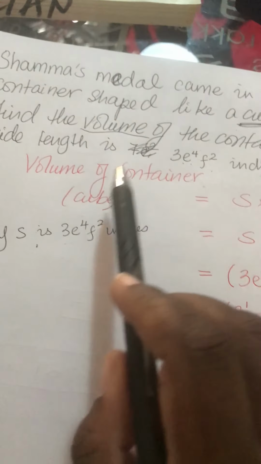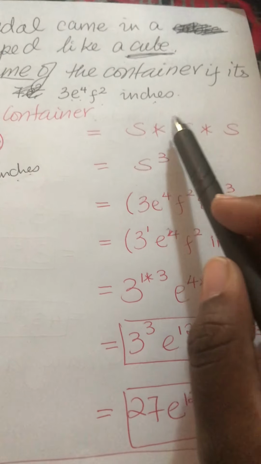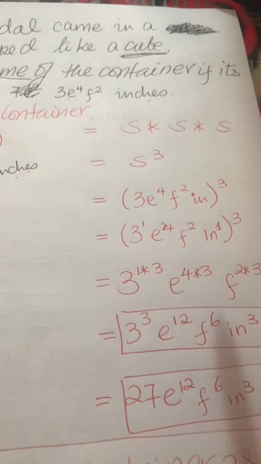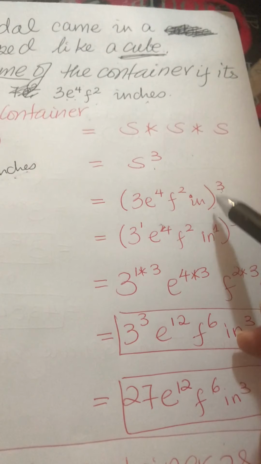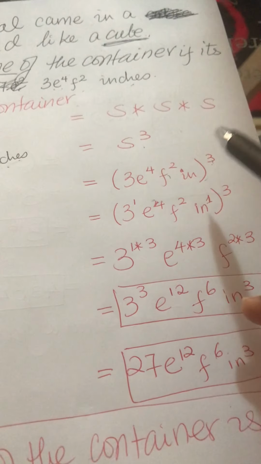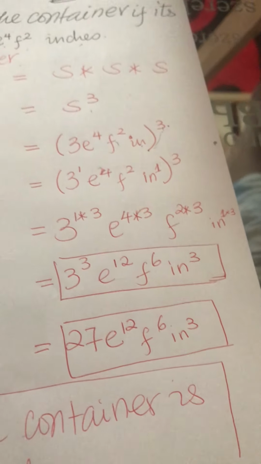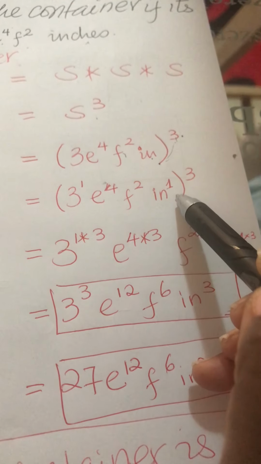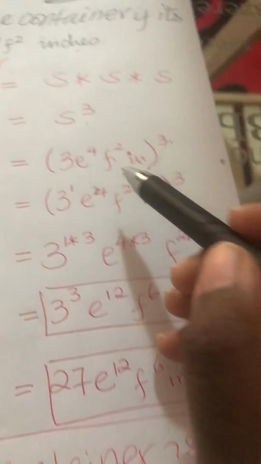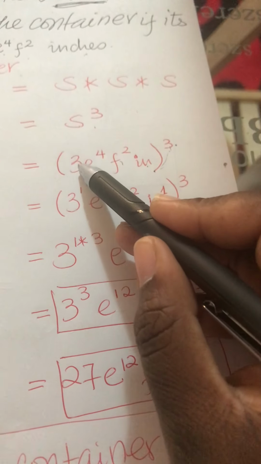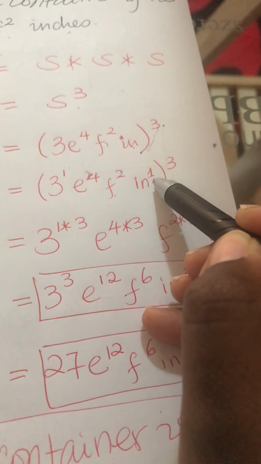Alright, so volume of container or volume of cube is given by S times S times S. This means S to the 3rd power. So whatever S I have, I'm going to raise it to the 3rd power. I'm going to open my brackets, put my S together with the unit, close my bracket and raise it to the 3rd power. Okay? Everybody inside my bracket should have an exponent. If they don't have, I will put 1. Okay? So 3 to the 1st power because 3 did not have. E had, F had, inches did not have, so I wrote to the 1st power.